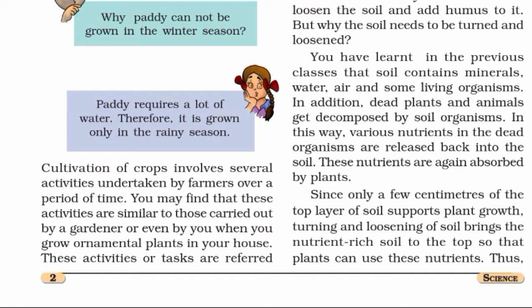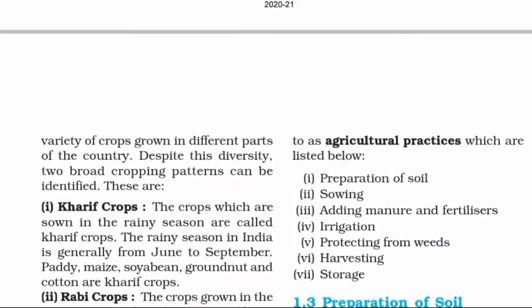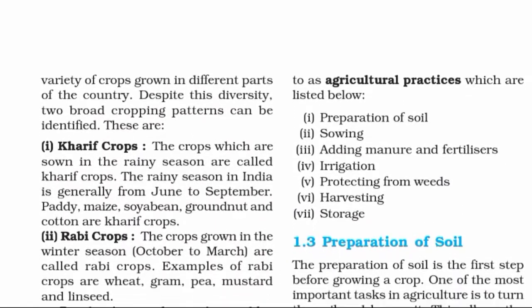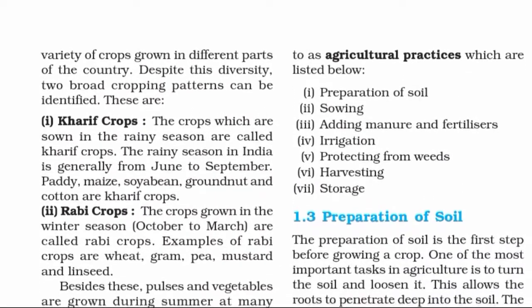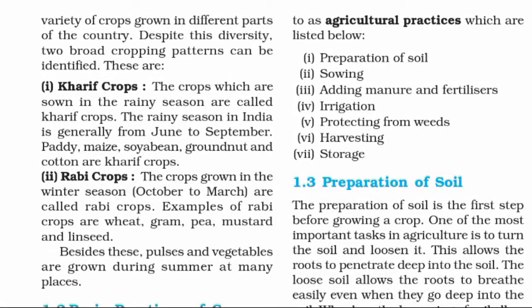These activities or tasks are referred to as agricultural practices, which are: first, preparation of soil; second, sowing; third, adding manure and fertilizers; fourth, irrigation; fifth, protecting from weeds; sixth, harvesting; and seventh, storage.